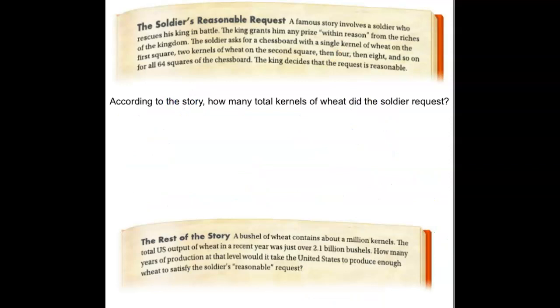All right, our last question deals with a famous story that involves a soldier who rescues his king in battle. The king grants him any prize within reason from the riches of the kingdom. The soldier asks for a chessboard with a single kernel of wheat on the first square, 2 kernels on the second, then 4, then 8, and so on. So our sequence, we have 1 on the first square, then 2, then 4, then 8, etc. The king decides that the request is reasonable. Now, on a chessboard, it's an 8 by 8 grid, so there would be 64 squares. According to the story, how many total kernels of wheat did the soldier request?